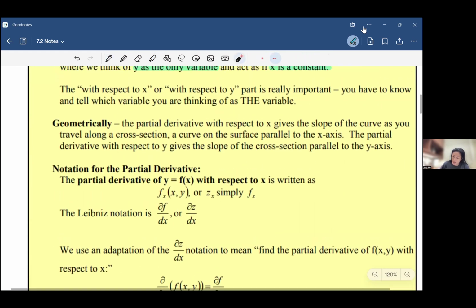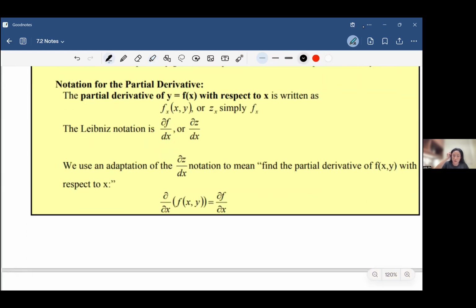Now, geometrically, what this means is a partial derivative with respect to x tells us the slope in sort of the x-axis direction, okay? So we're still talking about slope, but a partial derivative with respect to x gives you the slope parallel to the x-axis. And then similarly, the partial derivative with respect to y gives the slope in sort of the y direction, okay? Now, there's a few different ways to write this, and I want to make sure we're clear with all of them, okay?